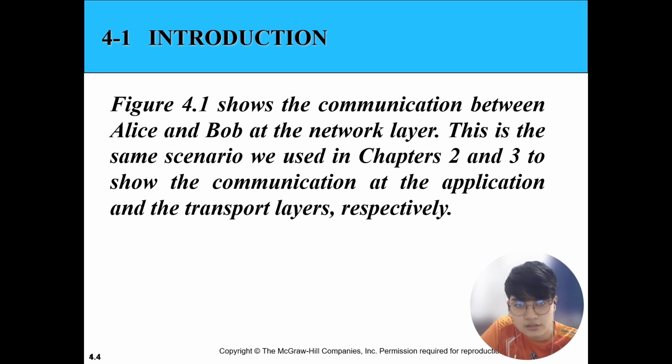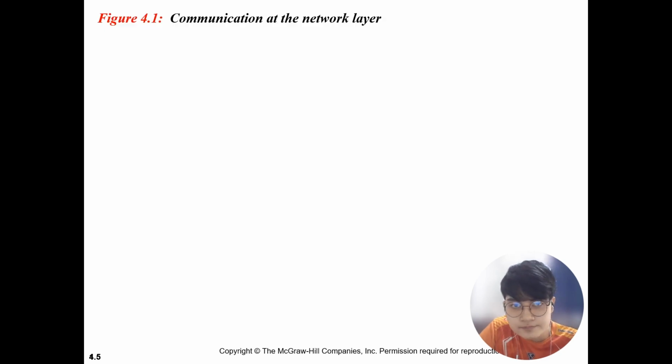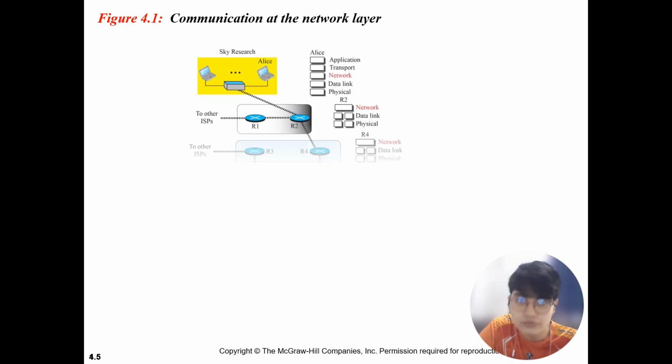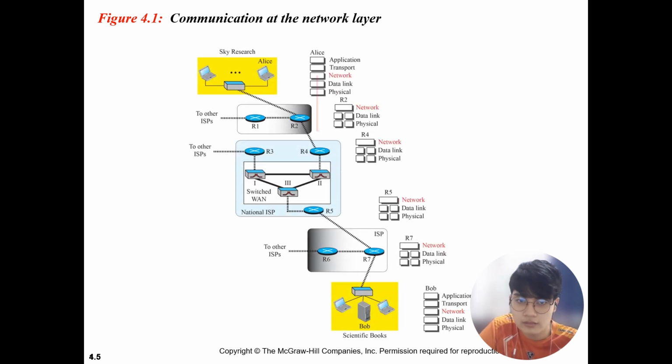Introduction. Figure 4.1 shows the communication between Alice and Bob at the network layer. This is the same scenario we used in Chapter 2 and 3 to show the communication at the application and transport layers respectively. It's Figure 4.1.